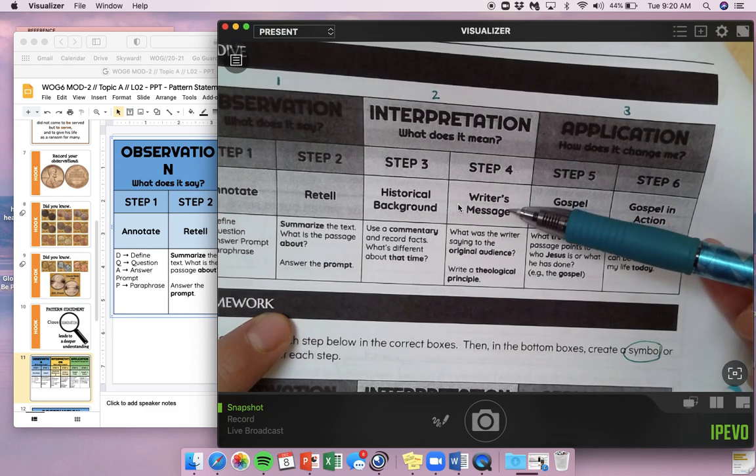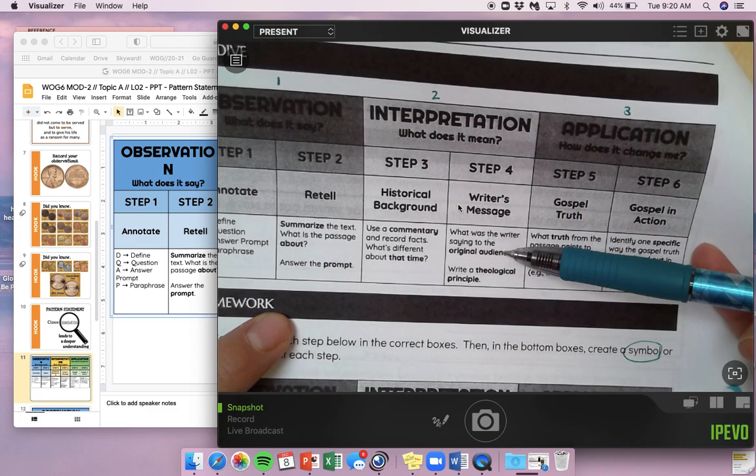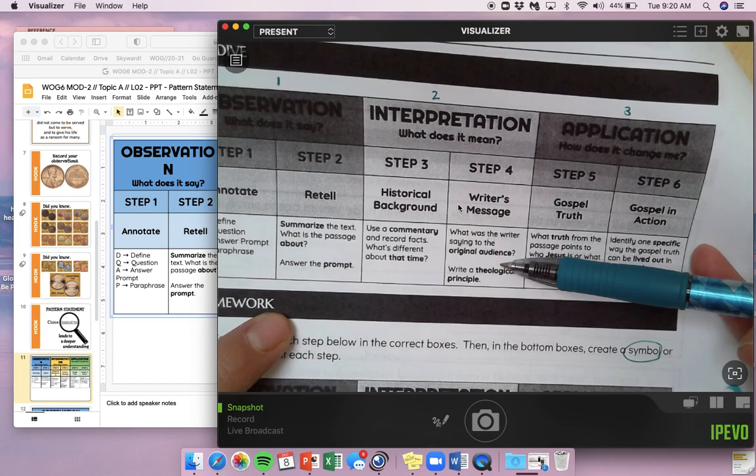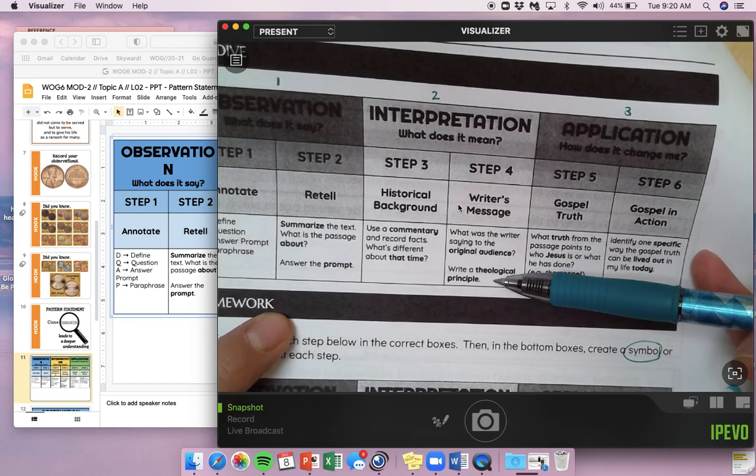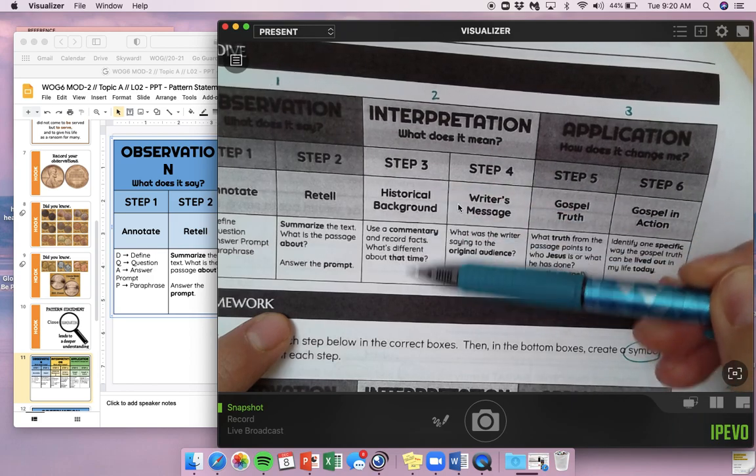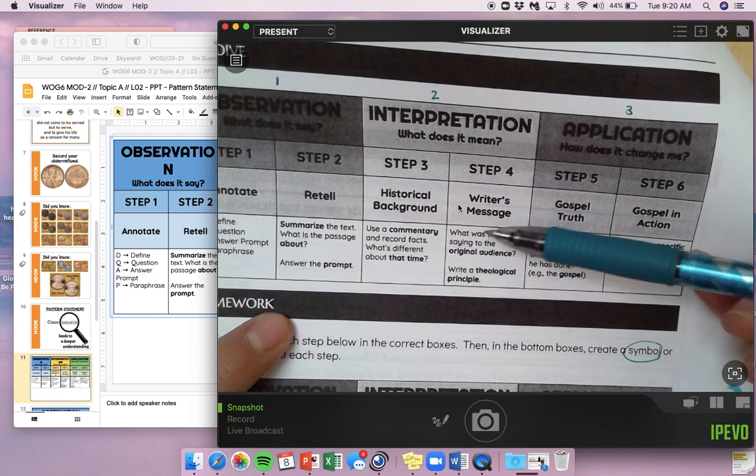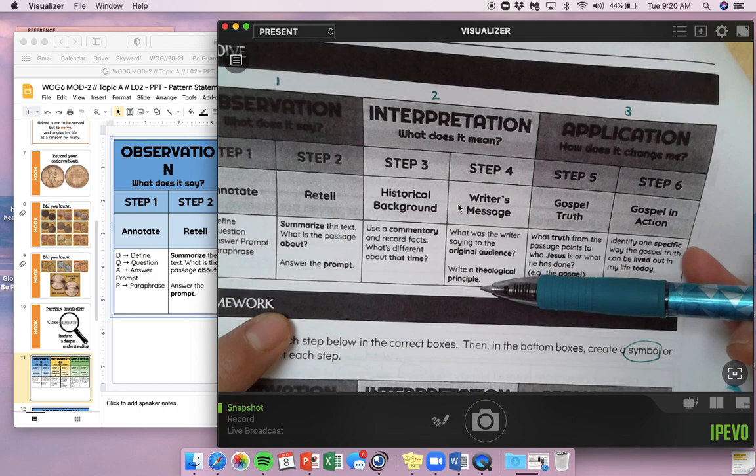The 4th step is writer's message. What was the writer saying to the original audience? You're also going to write a theological principle in this step. So this one means, what was it like back then? And this one means, what was the writer saying to the people that they were writing to?